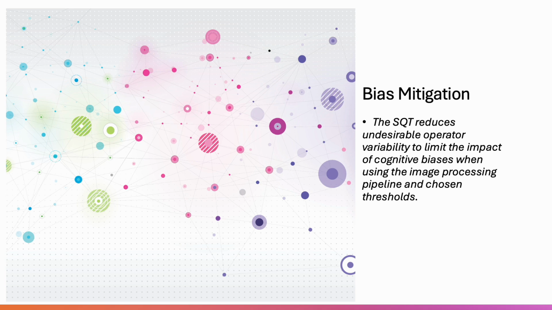Our bias mitigation claim is that the SQT reduces undesirable operator variability to limit the impact of cognitive biases when using the image processing pipeline and chosen thresholds. Standardizing analysis methods and providing specific thresholds backed by the relevant literature are essential steps in ensuring that clinical decisions are driven by objective data rather than individual interpretations.